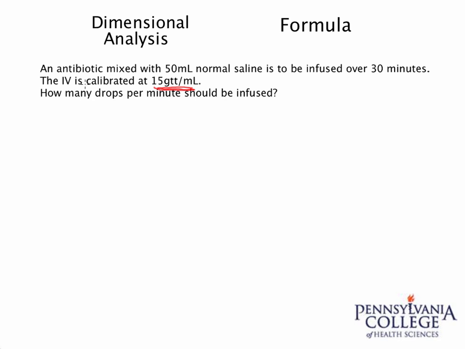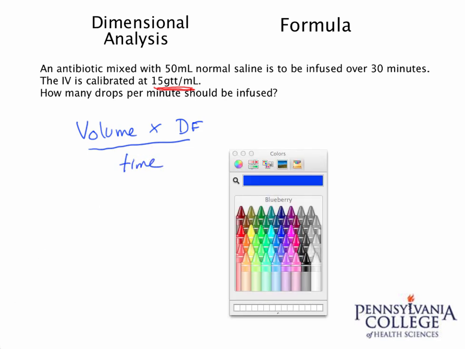If I wanted to use a formula to figure out how many drops per minute I need, remember the formula for infusion rates when we're talking about drops per milliliter, drops per minute, when we're using that manual set. We have the volume times the drop factor, so let's write DF, divided by the time.